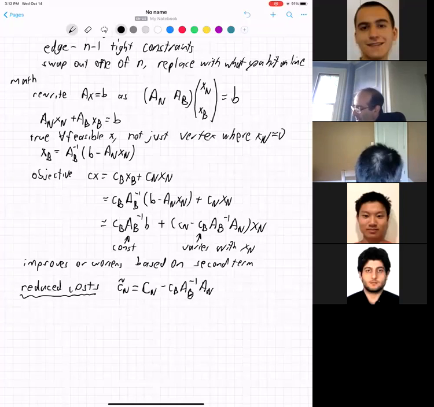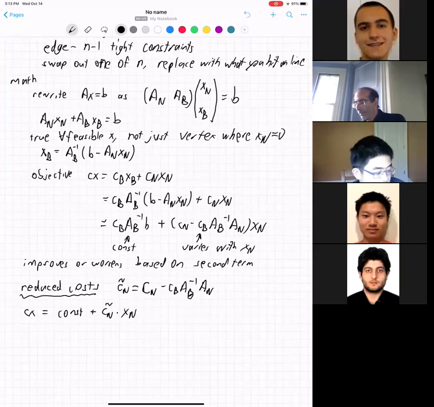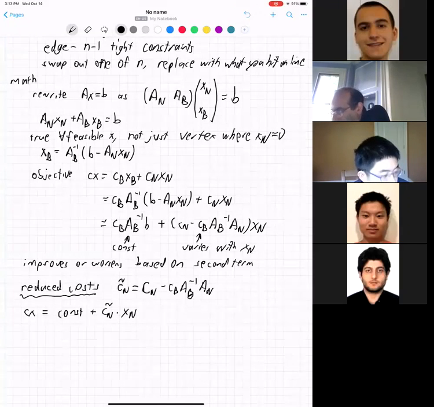And now I can observe that cx is equal to some constant plus the reduced costs dot the non-basic variables. Everybody with me? I had a question about it being constant. I guess the basic variables can change though, right?